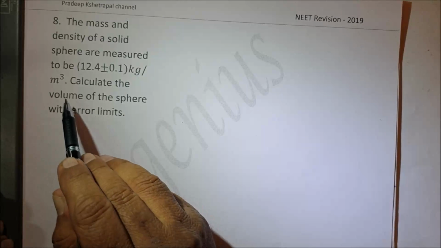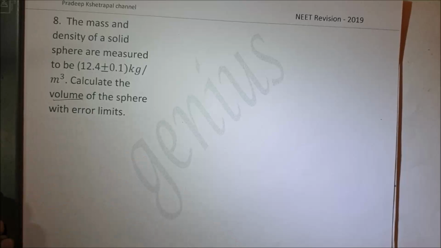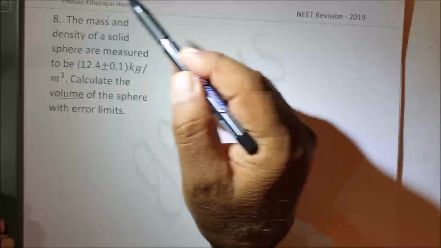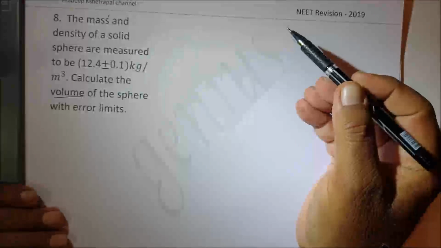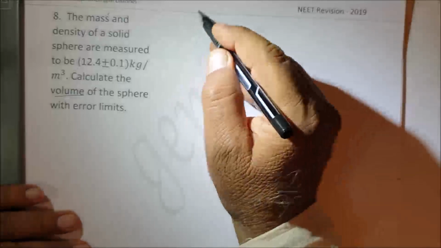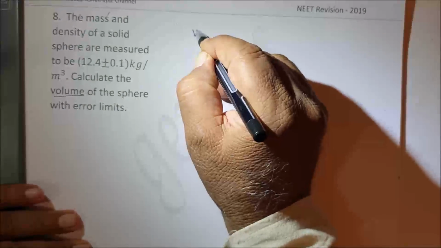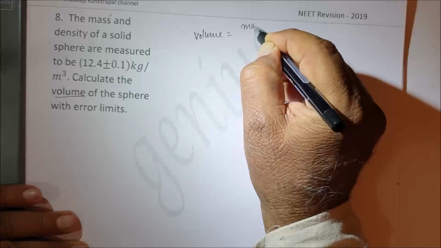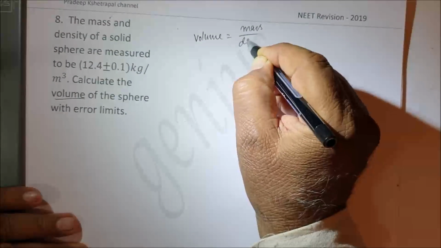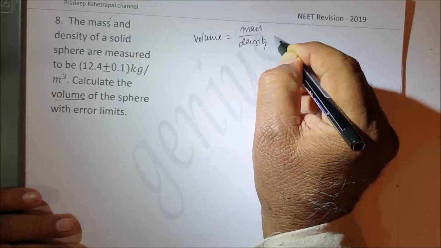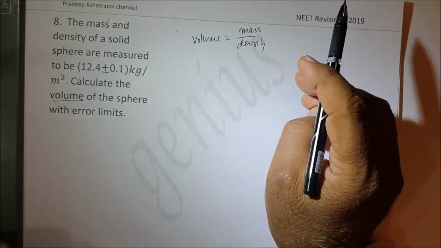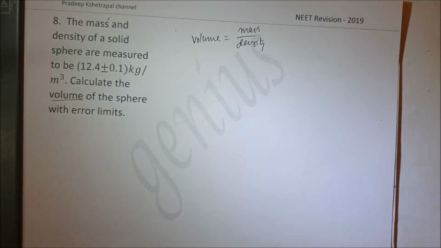Volume of the sphere. Now, how can we find out the volume when mass and density are given to us? So, volume is equal to mass upon density. That is division of the two. And here we get it.